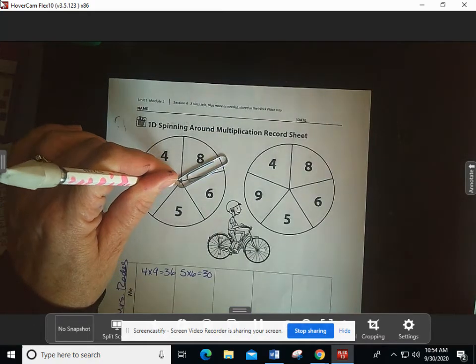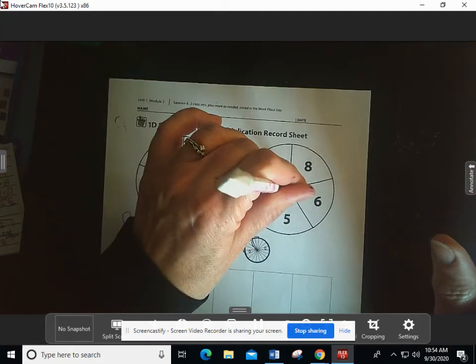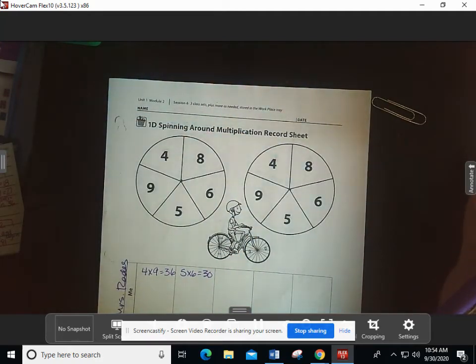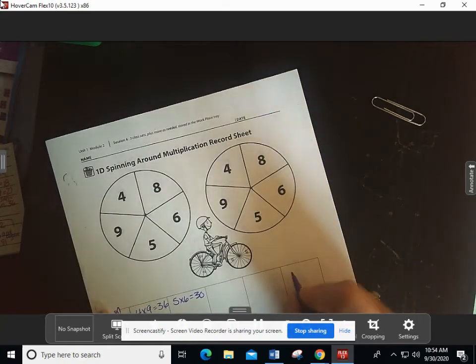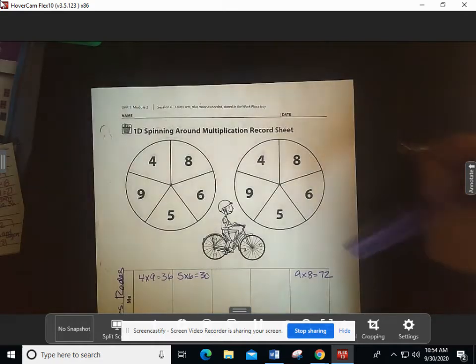I have an 8. I have a 9. Where do I want to put it? The 8 or the 9? Let's do the 9. 9 times 8 equals, my favorite number, 72.